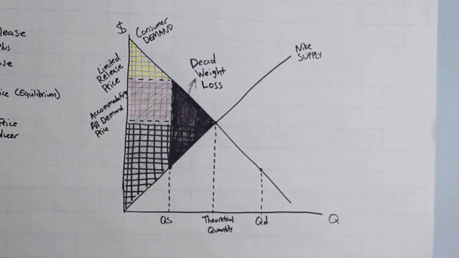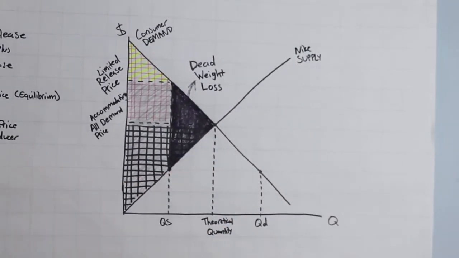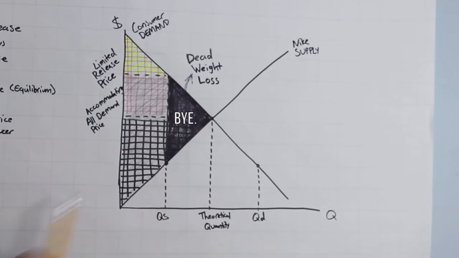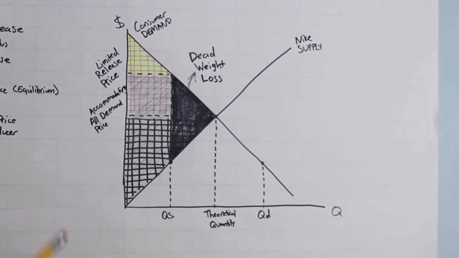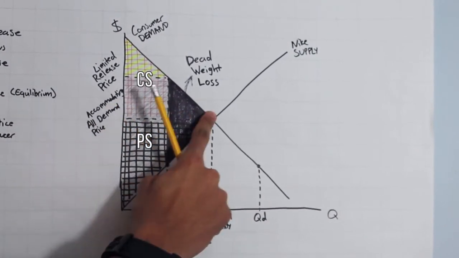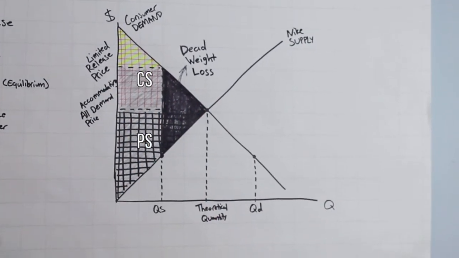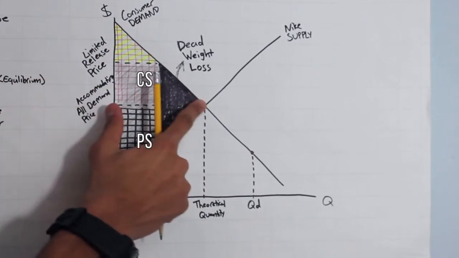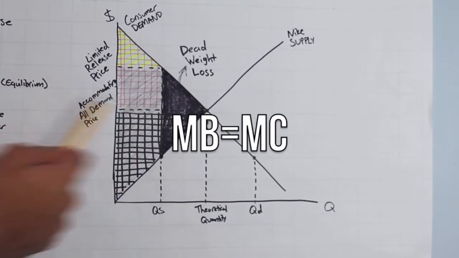Contrastingly, if Nike were to theoretically supply at the equilibrium point, accommodating all demand, this deadweight loss goes away. Now producer surplus and consumer surplus equally split. So now you have producer surplus being this triangle right here, the consumer surplus being this crosshatched red pen right here. This is where marginal benefit equals marginal cost.